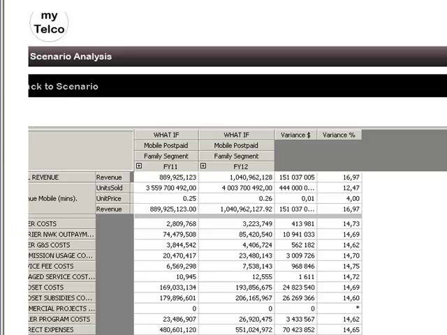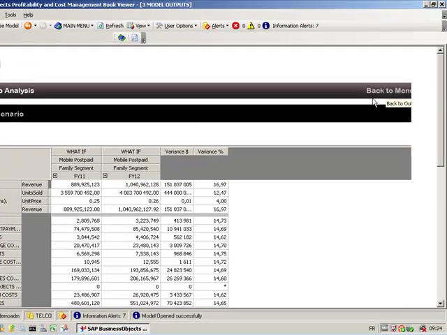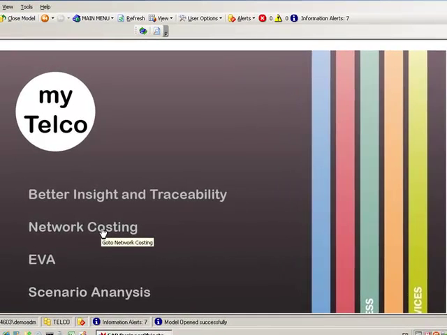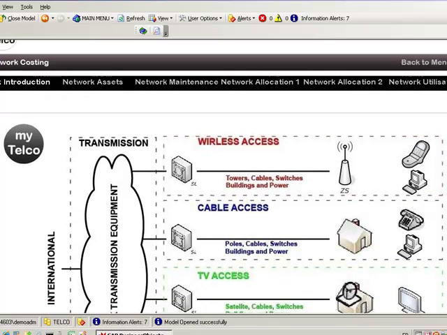So you've seen that in a few minutes we were able to identify which products perform well or not, what are the reasons for underperformance, and most importantly, we could run real-time what-if profitability analysis.